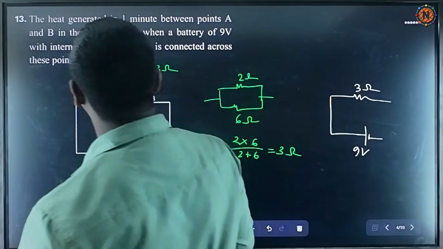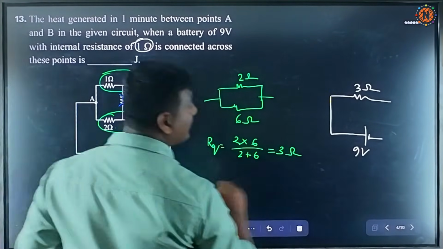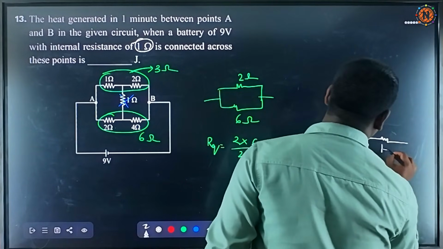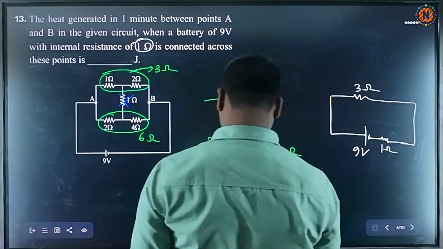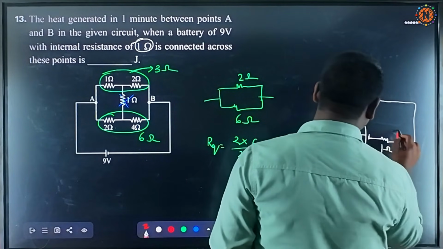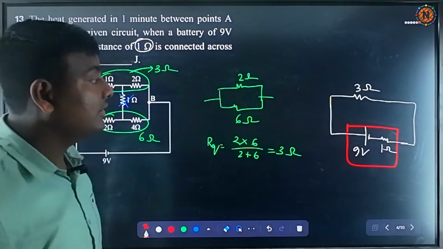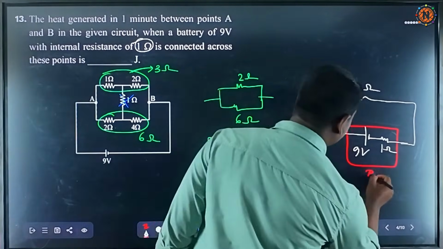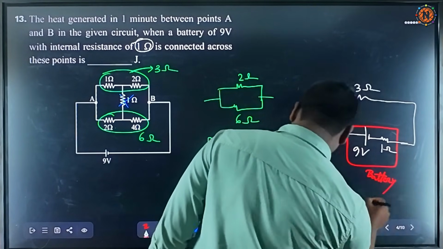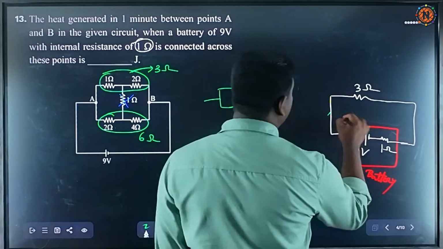Okay, but the battery has some internal resistance of 1 ohm. So this has some internal resistance of 1 ohm in the battery. In the diagram it is not given, but it is mentioned in the question. So it is the battery. Okay, so let's find the current flowing in this circuit.